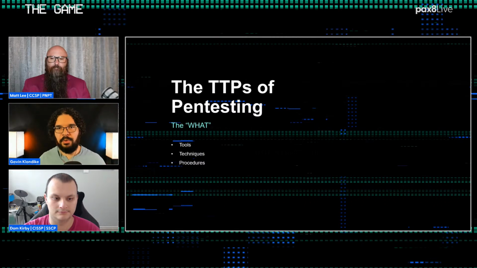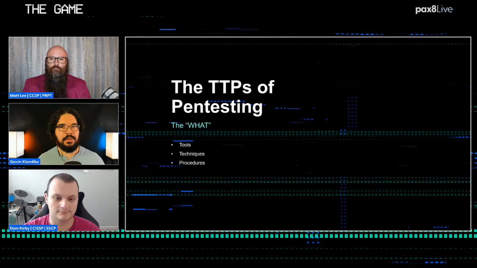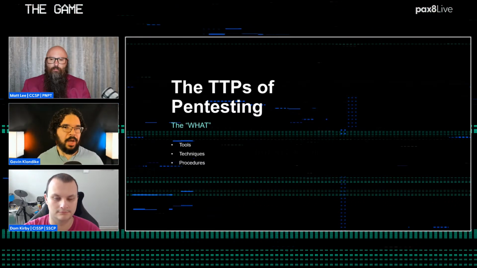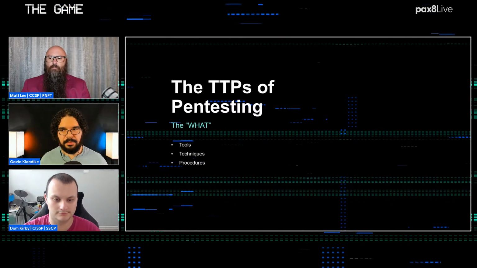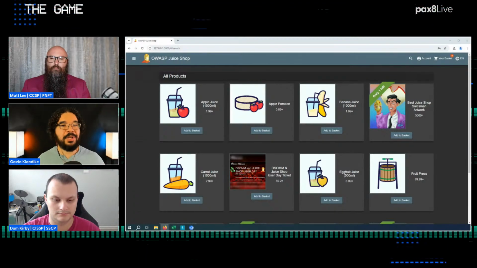So now that we've gone over why we do pen testing, what do we do, right? That's your cross-site scripting, SQL injection. So let's talk about how to actually go about finding bugs in an application. So I'm just going to pivot over here. Now, as you mentioned earlier, I am going to use Juice Shop.